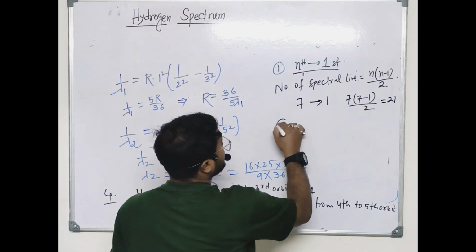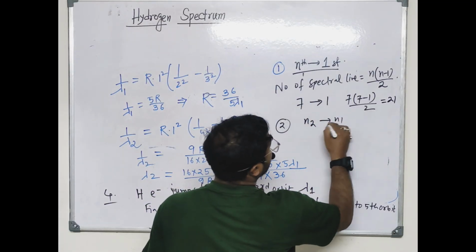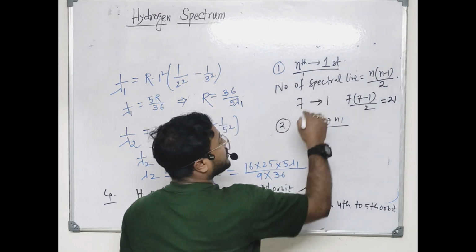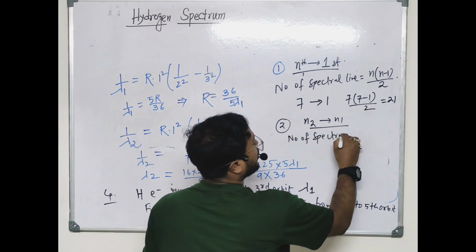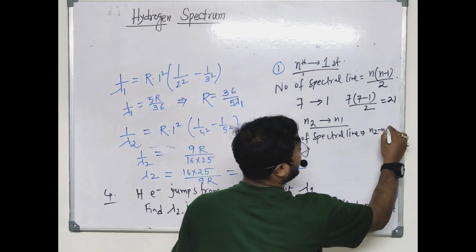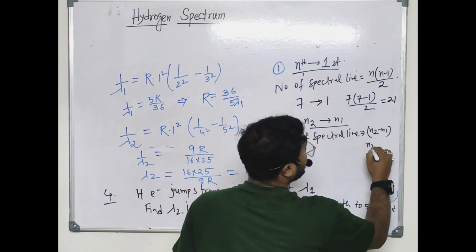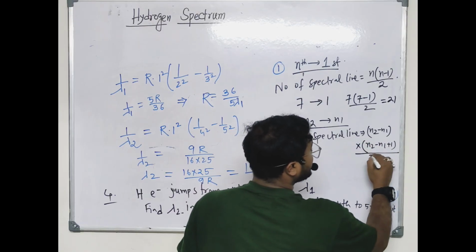Let us consider the second case. It is jumping from n2 to n1. What will happen? The number of spectral lines is represented as n2 minus n1 into n2 minus n1 plus 1, this into this divided by 2.